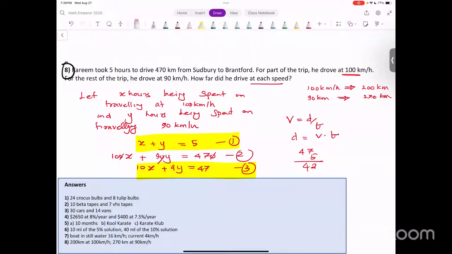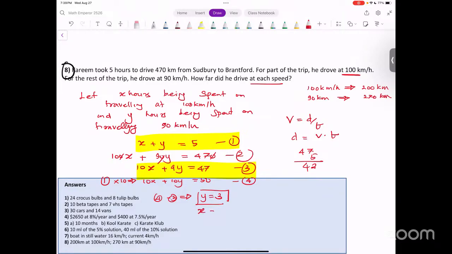Okay, so now I'm gonna do something here. Let's do number 1 times 10. So 10x plus 10y is 15. So let's call that 4. Now we can subtract 4 from 3. You got a y. You got a 3. If y is equal to 3, you know x is equal to 2.